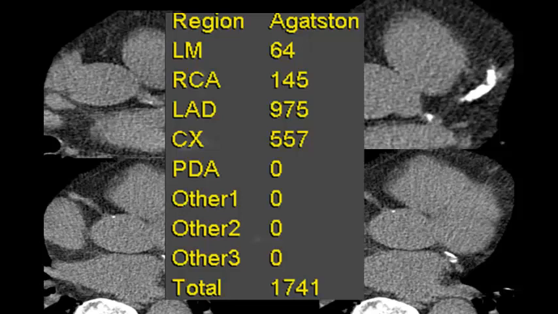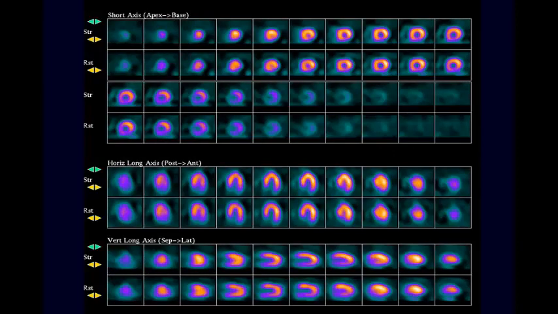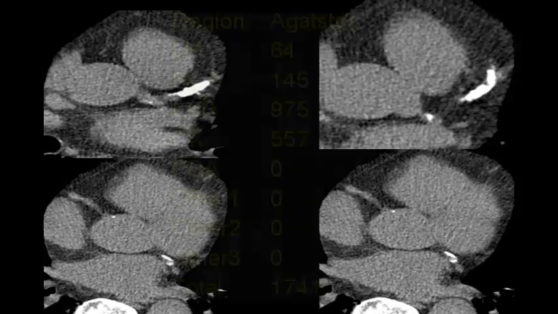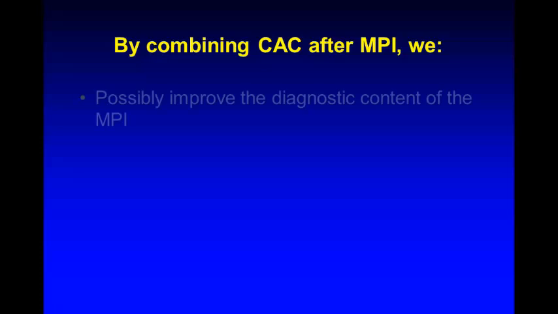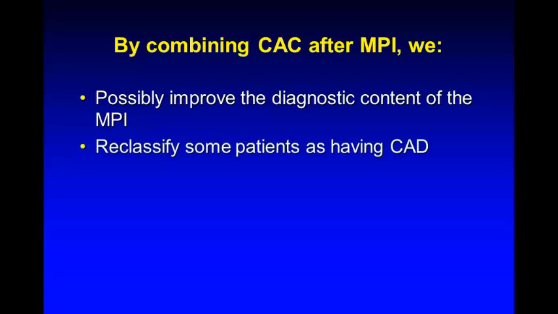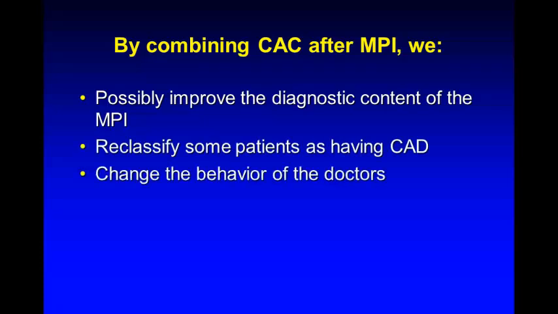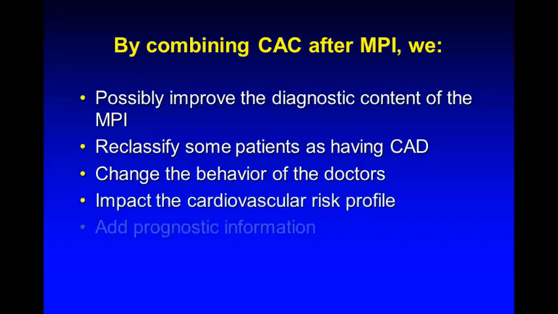So the point here is, when you look at this, if you look just at the nuclear, you will say this is a low risk scan. I mean, this patient is going to live long. Once you do your calcium score, now you're going to say, oh, this is a very high risk patient. Talking to the patient, he sounded high risk, but the nuclear did not really correlate with the clinical status of this patient. So by combining calcium score, and this is my personal bias, I think we can improve the diagnostic content. We can reclassify patients as having CAD, sometimes change the physician's behavior and impact the cardiovascular risk profile for this patient.